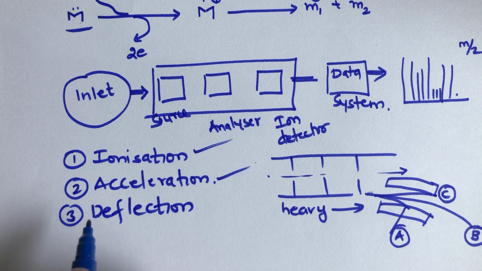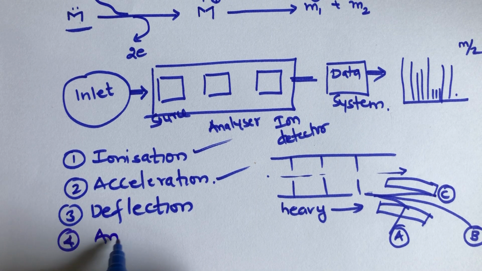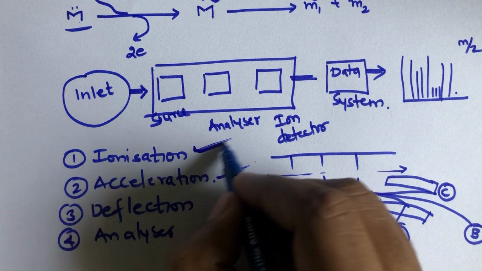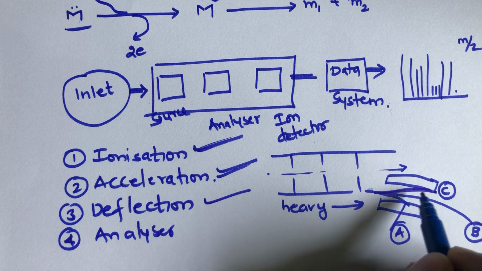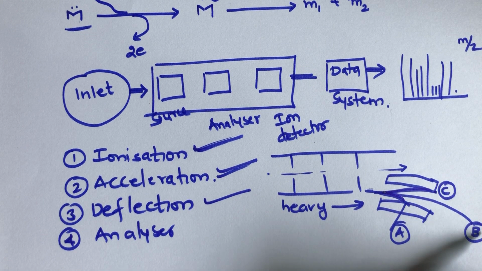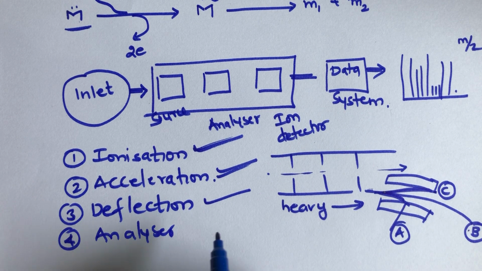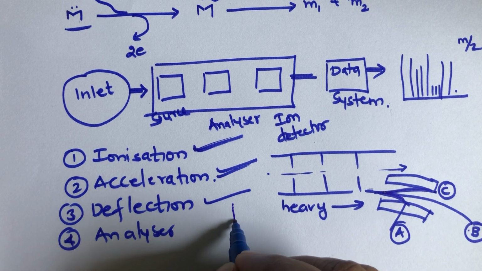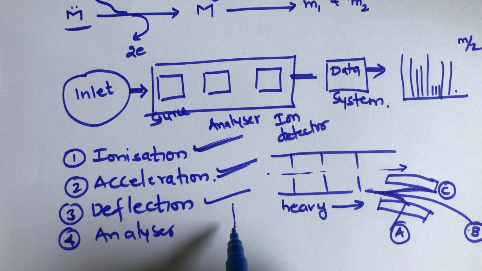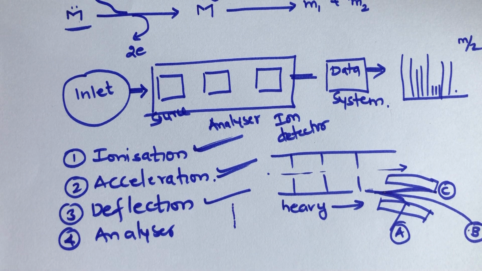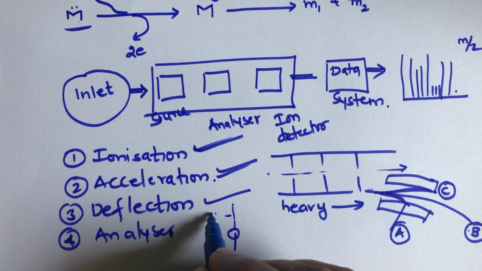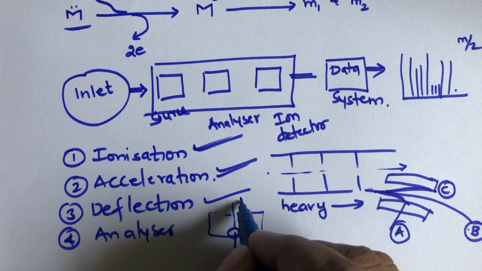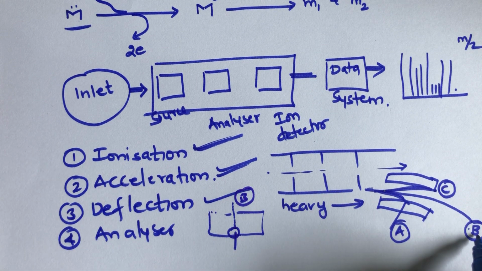The fourth step is the analyzer. First ionization takes place, then acceleration, then deflection. Some are deflected the most, some are deflected the least, and some come out without undergoing deflection. So this ion stream B, there will be an analyzer here. When ion stream B reaches the detector, there will be a wire here, and the ion stream B passes through and reaches the detector.